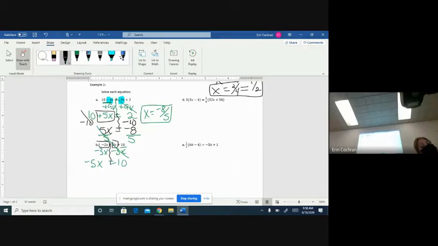And then how do I get rid of that negative 5? Divide it, perfect. Both sides. So I'm going to get x equals, because a negative divided by negative is a positive 1. And then 10 divided by negative 5 is negative 2. And there you go.